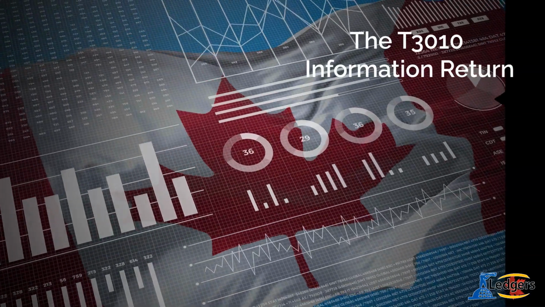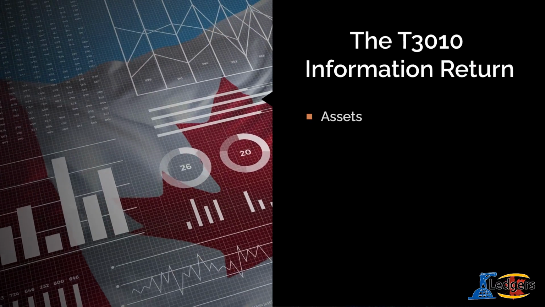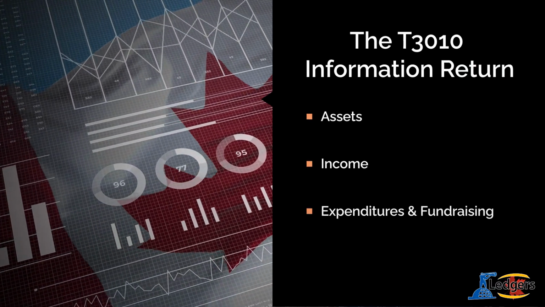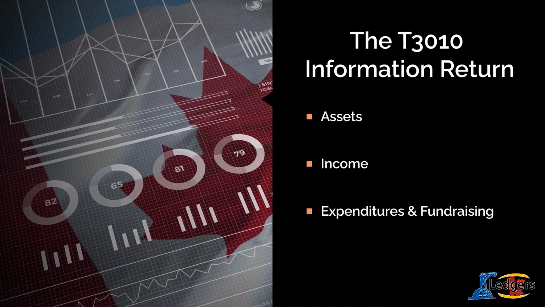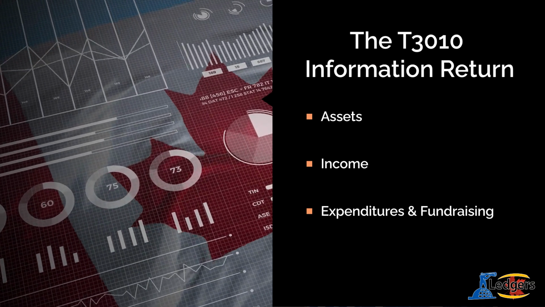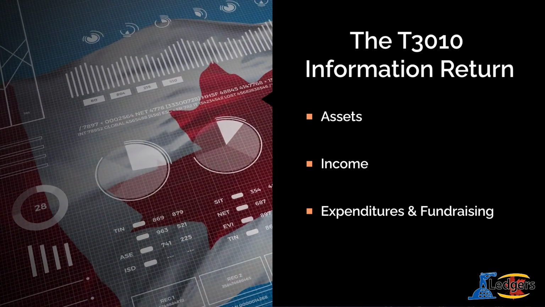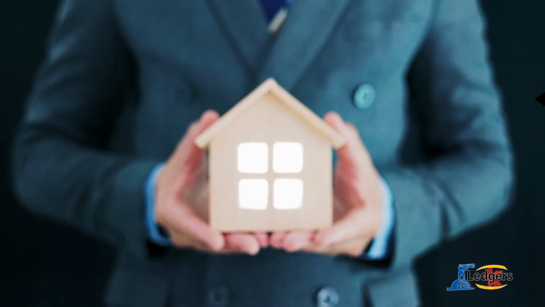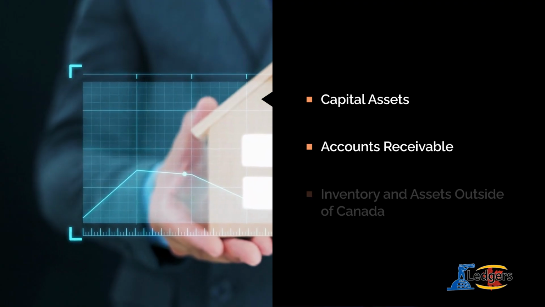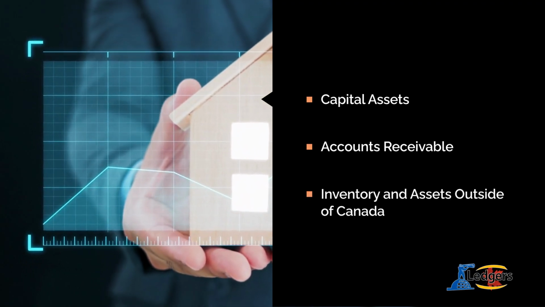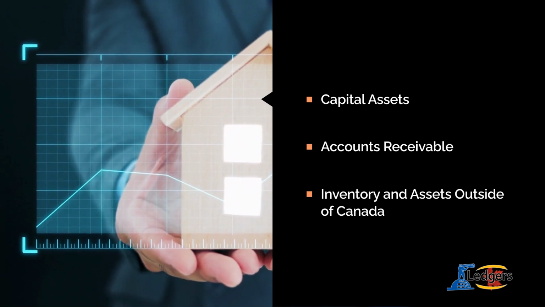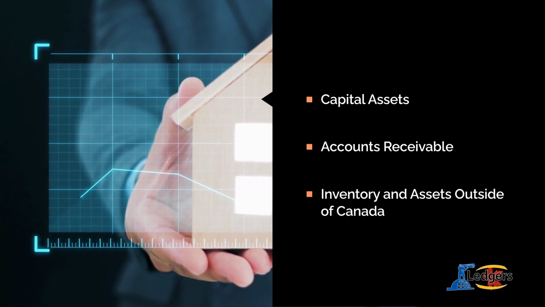The Canada Revenue Agency has very specific reporting requirements when completing the annual T3101 information return: assets, donations, gifts, and other income, expenditures, and fundraising. The requirement for reporting assets is similar to any other business. You need to report items such as capital assets, accounts receivable, and inventory. You must also report any assets that are not in Canada.